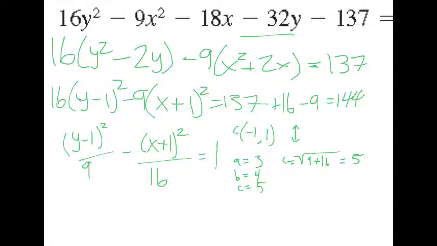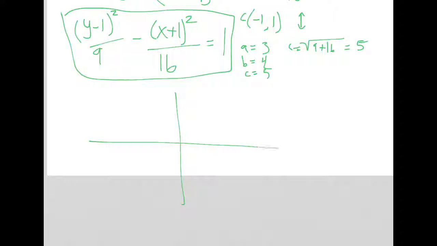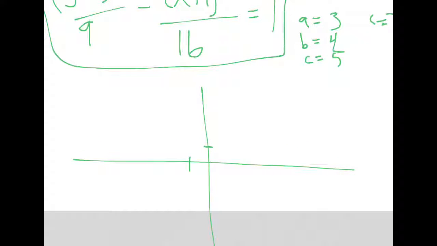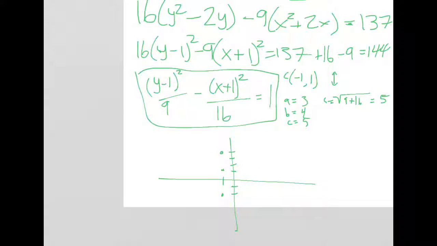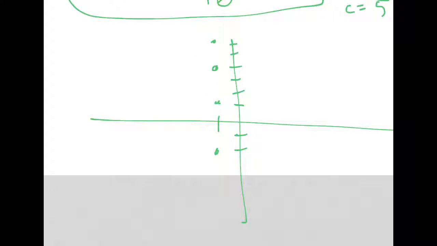And now we can go ahead and sketch all of this. So let's sketch this now. Right there, center we said was at negative 1, positive 1. A value is 3, and it's opening up and down. So I need to go 1, 2, 3. And I need to go 1, 2, 3, like that. Now I have all of those points. And I can get my focus by going that C distance, which is going to be 5 up. So 1, 2, 3, 4, 5. And 1, 2, 3, 4, 5 right there.